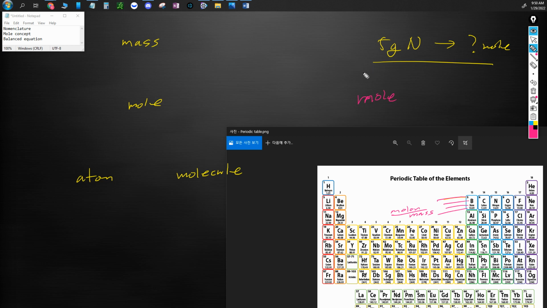You know how we say 1 dozen is equal to what? 1 dozen, let's say 1 dozen pencils, is 12 pencils, right? 1 mole of a certain thing is 6.022 times 10 to the 23rd of something. We call this Avogadro's number.